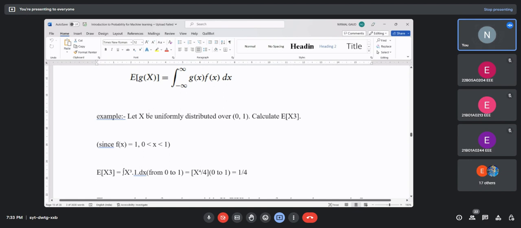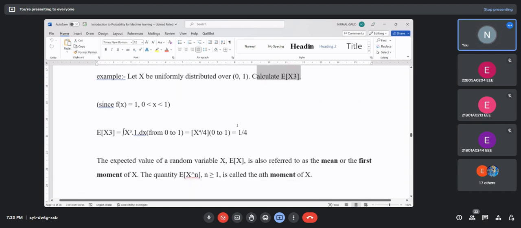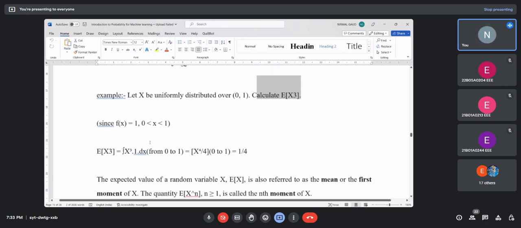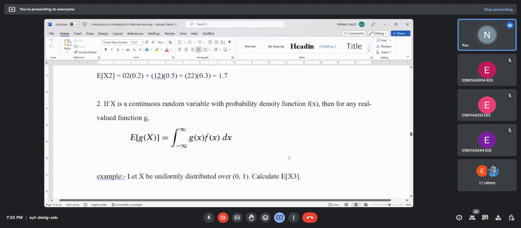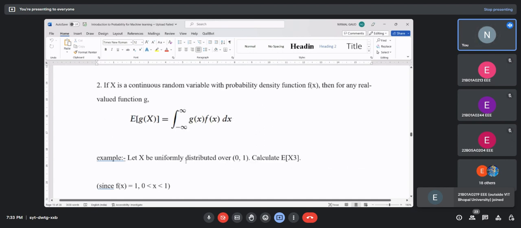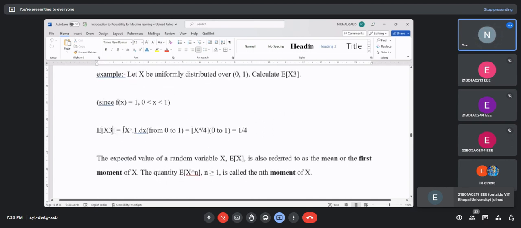Now let us take an example with uniformly distributed data between 0 to 1, and I need to calculate E[X^3]. So I'm going to perform integration of x cube. Previously I had x square, but here I'm going to take x^3. So the integration of x cube times 1 dx, from 0 to 1.